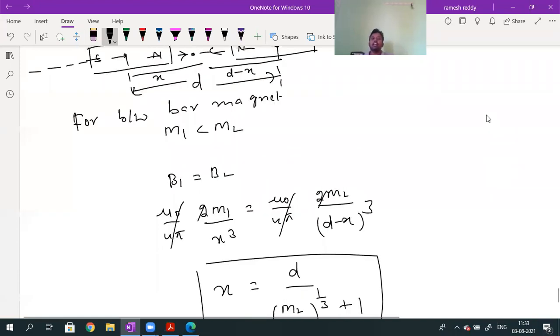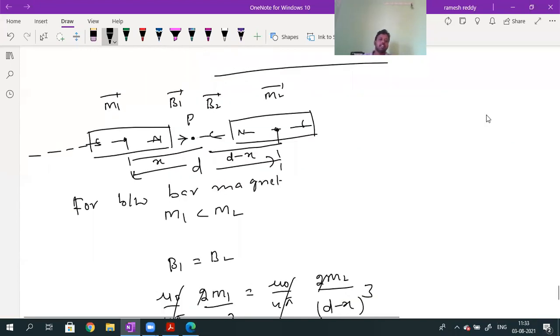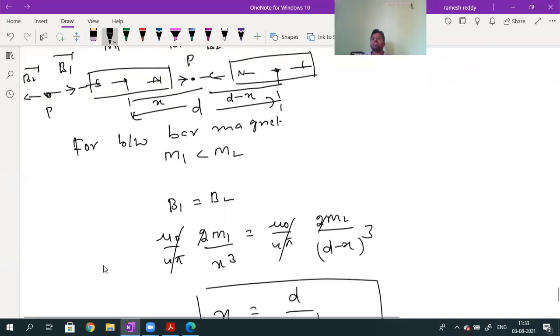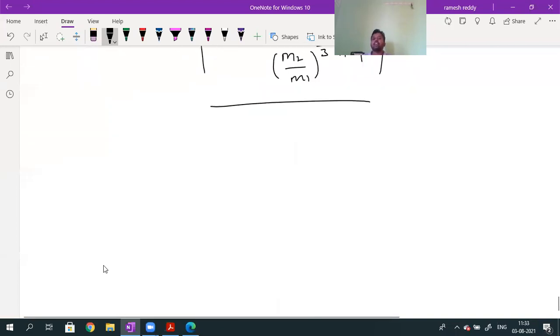Similarly, here I will get one more null point. If I consider the point P here, because of this bar magnet the magnetic field is in this direction, B1 bar. Because of the second bar magnet, the magnetic field is in the direction B2 bar. At this point also, B1 bar and B2 bar are in opposite directions. When they are in opposite directions, the resultant magnetic field is 0.